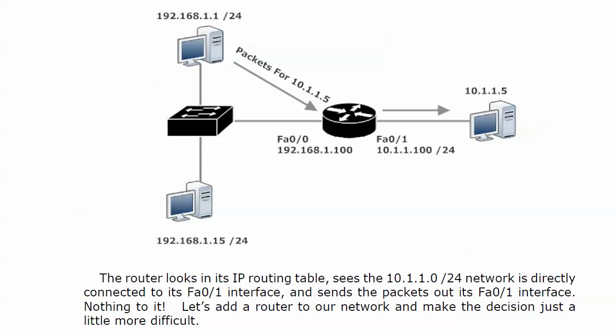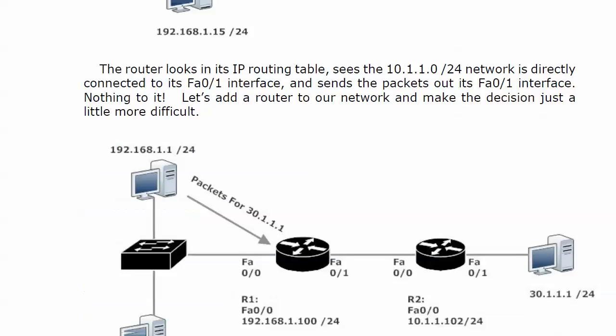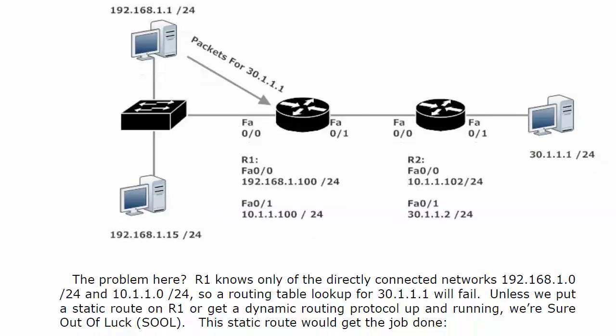Nothing too complicated here, right? I mean, routing can't get any easier, and I'm sure it will never get any more complicated. The router looks in its IP routing table, sees 10.1.1.0/24 is directly connected, sends the packets out that interface, bada bing, bada boom, you got routed packets. Nothing to it. So let's just make things a little more complicated and add a router.